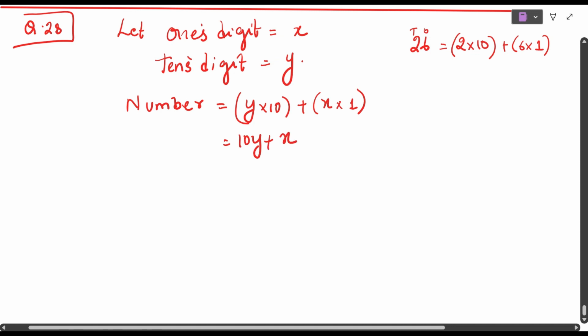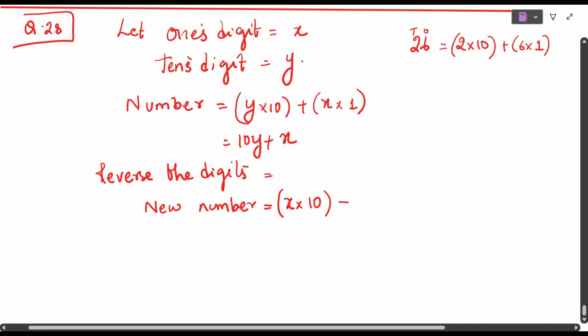Okay, students. Now, if we reverse the digits, what will happen? Tens place will have x and ones place will have y, and the number becomes 10x plus y. Did you understand, students, up to here? And here also, if you reverse the digits you will get 62. This is ones, this is tens. Here you will have 6 into 10 plus 2 into 1.